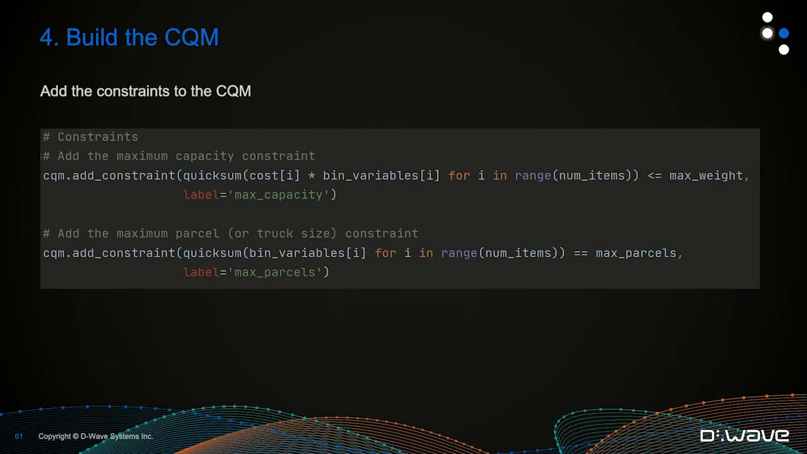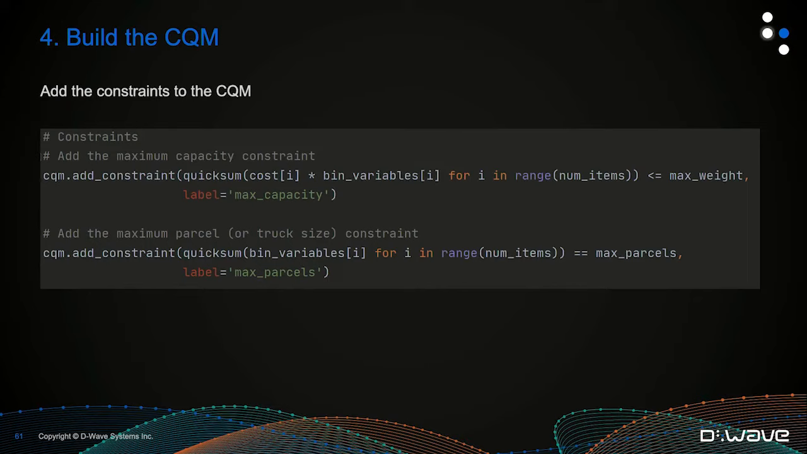Next, we'll add the constraints to the CQM. So we've seen these before in the previous slides. We walked through each of these constraints. The first one is the maximum capacity constraint, and we'll use the add constraint function. Note that I'm not defining the constraint separately. I'm just putting the constraint directly into the add constraint function.